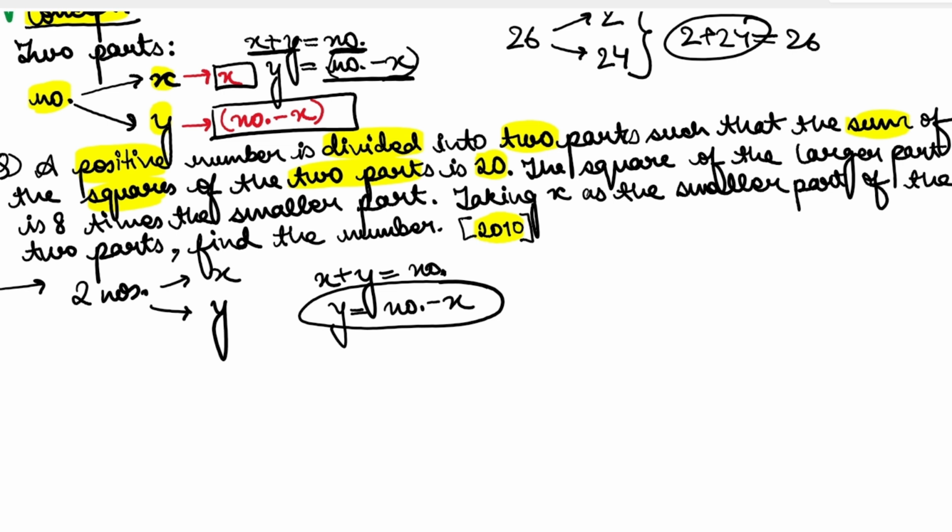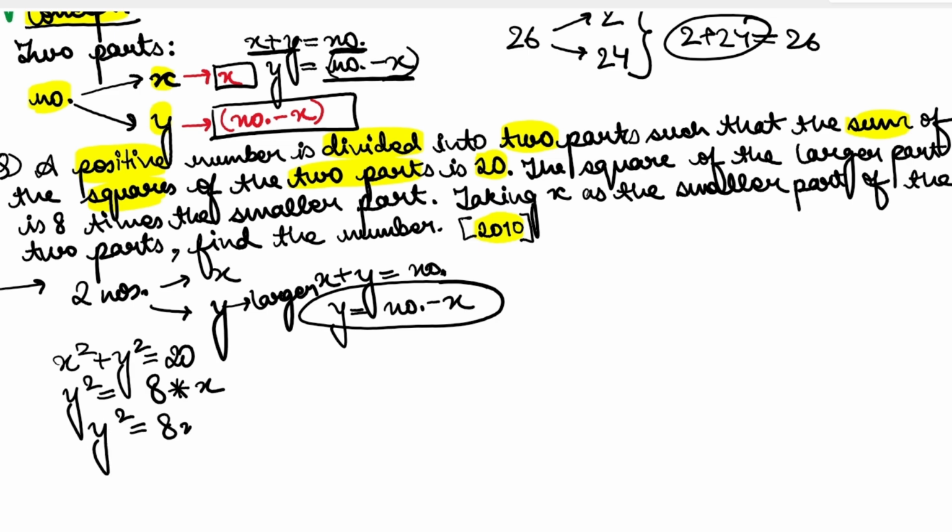So how will you solve in that case? Here we will write the sum of the squares of the 2 parts, that is x square plus y square becomes equal to 20. Okay. The square of the larger part is 8 times the smaller part. So we'll take this as larger. The square of the larger part is 8 times, 8 into the smaller part. The smaller part is basically x. So y square is basically equal to 8x.